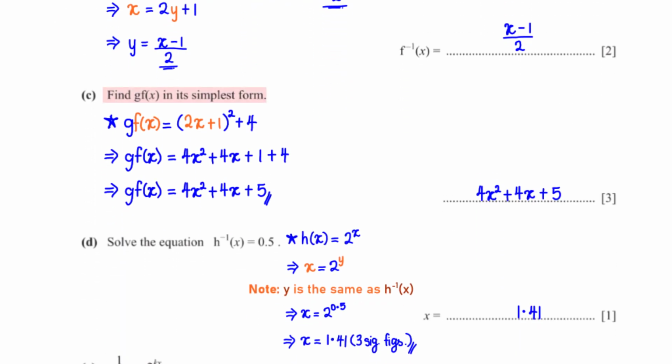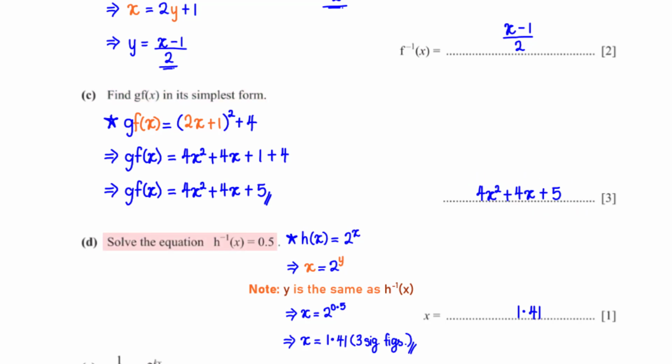Find g of f of x in its simplest form. To get g of f of x, we replace x in g of x with f of x, which is 2x plus 1. To expand (2x plus 1) all squared, we square 2x, which is 4x squared. Then we multiply 2x by 1 multiplied by 2, which is 4x. Then we square 1, which is 1. 1 plus 4 is 5, and so our final answer here is 4x squared plus 4x plus 5.